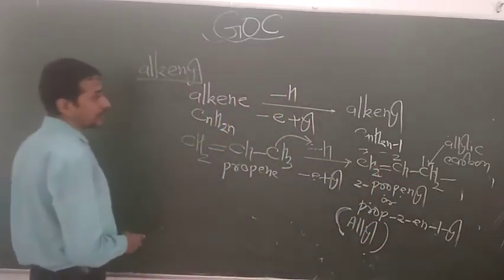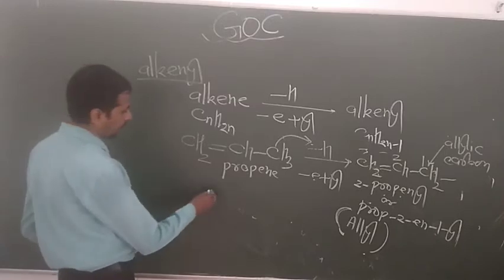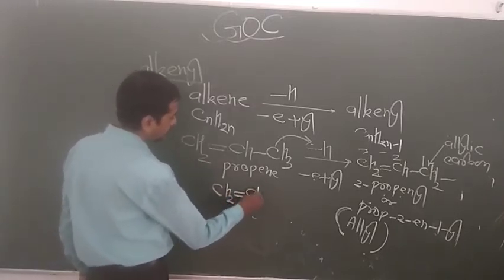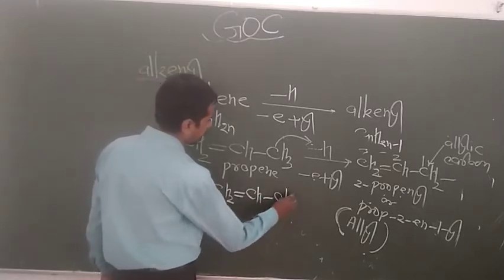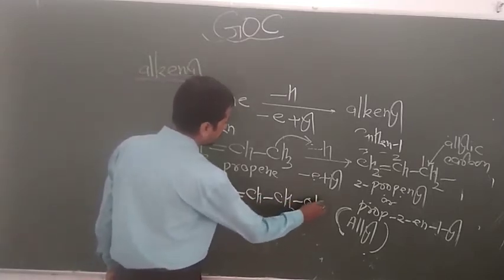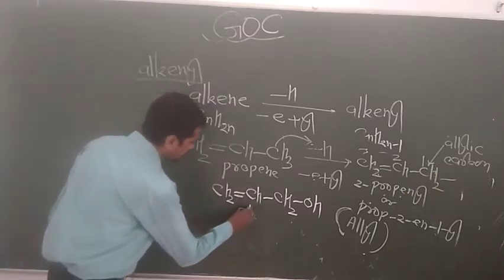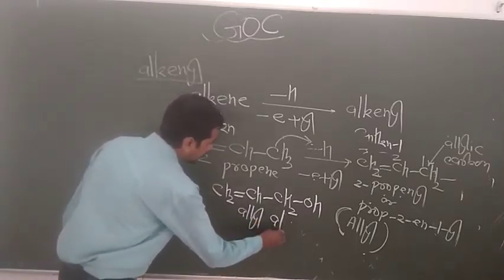So one question also arises: how to write the formula of allyl alcohol. Look at the condition: CH2 double bond CH single bond CH2, and you have to add 1 OH at this carbon. Now this is the formula of allyl alcohol.